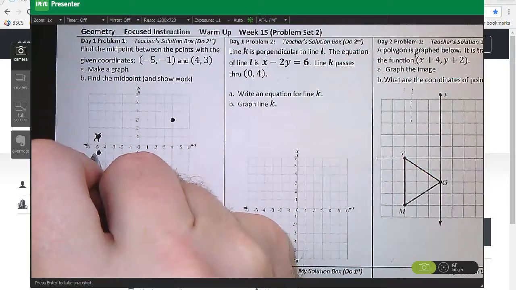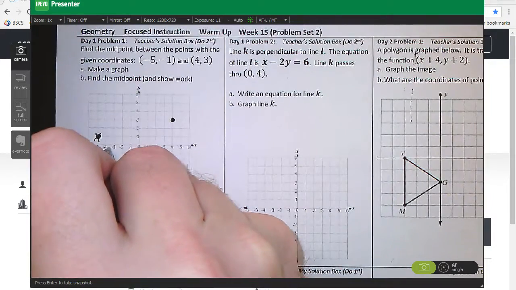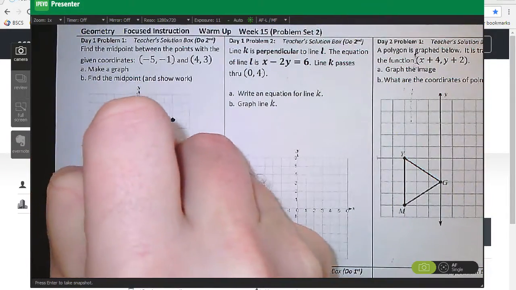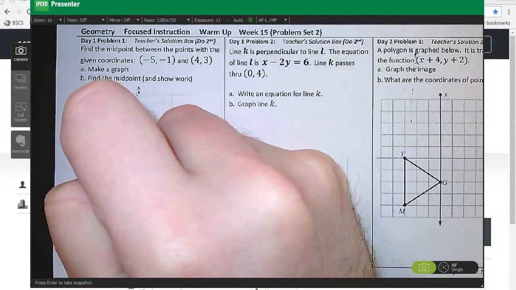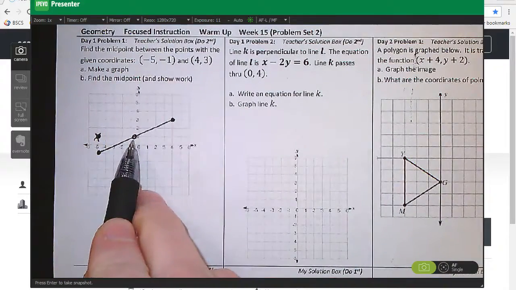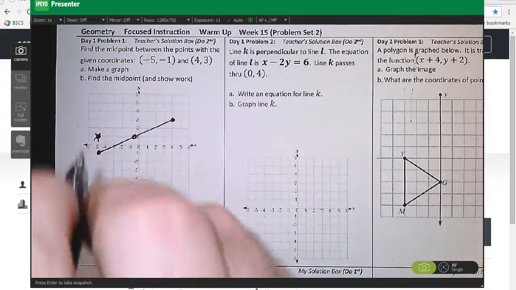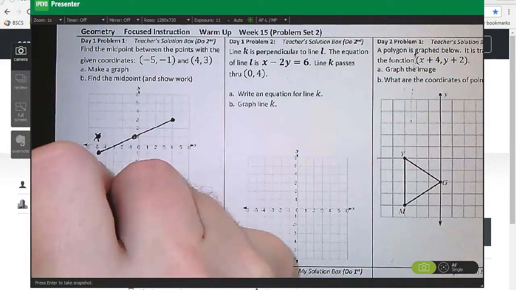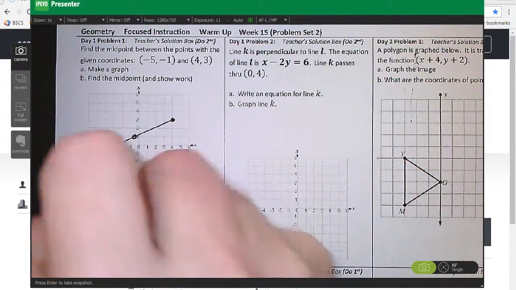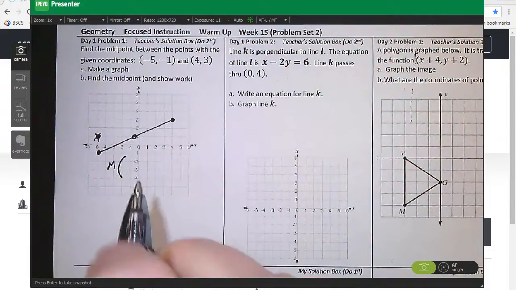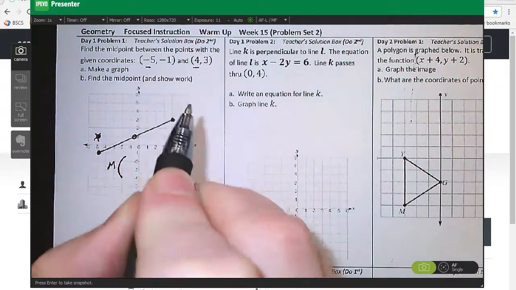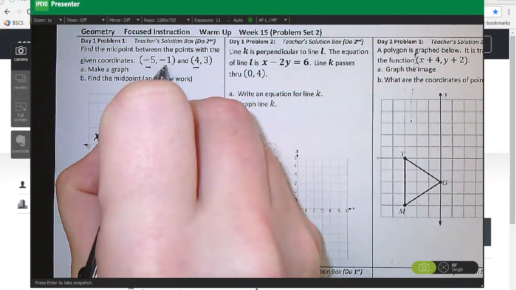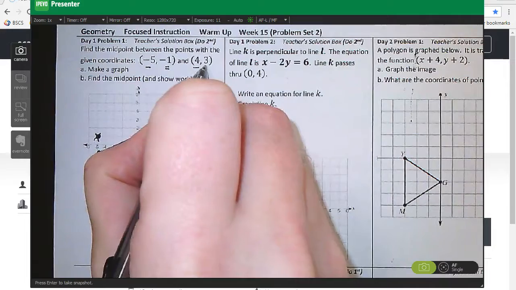We want to find the midpoint of this, so that implies connecting them to create a segment, and then locating the exact middle of that segment. Visually, it appears to be approximately right there. Now to find the exact coordinates of that point, we can use algebra. So if we call that dot M for the midpoint, then we can find the midpoint by averaging the x coordinates, the -5 and the 4, and averaging the y coordinates, the -1 and the 3.